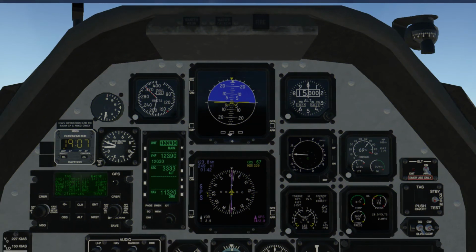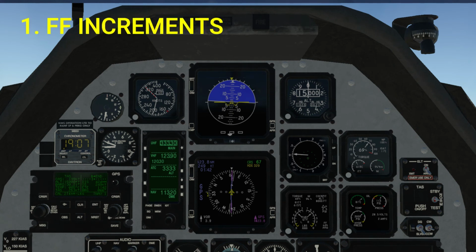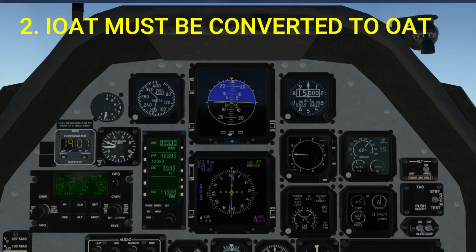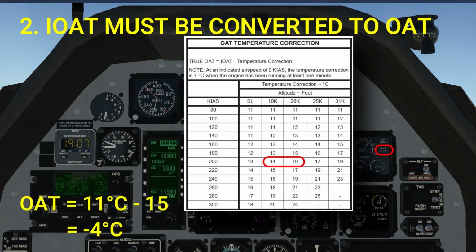3 side notes to add to this. First, the fuel flow only indicates in increments of 5, so either set 410 or 415 on the fuel flow. Second, the T-6 only shows indicated outside air temperature, not outside air temperature, so you'll need to refer to the conversion chart on page P8 of the abbreviated checklist.